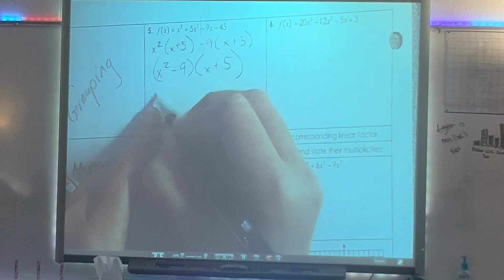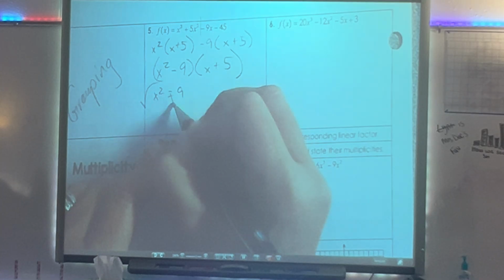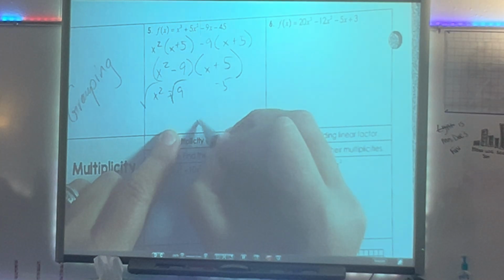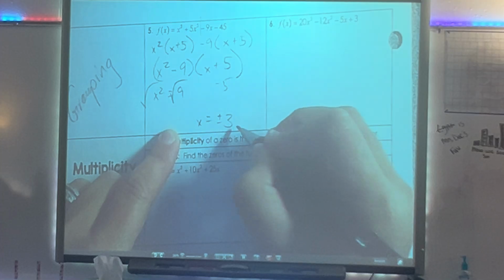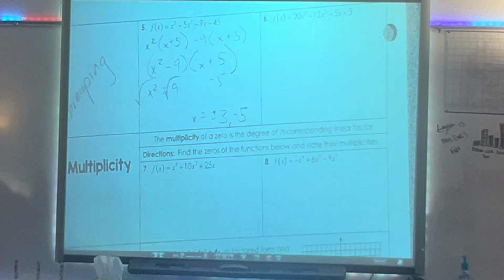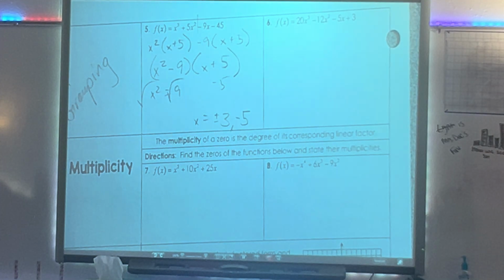So then this one will be x squared equals 9, square root both sides, and that's negative 5. So x is plus or minus 3 and negative 5 there. Y'all okay? We did grouping earlier this year already? Okay. Everybody comfortable on grouping? Okay.